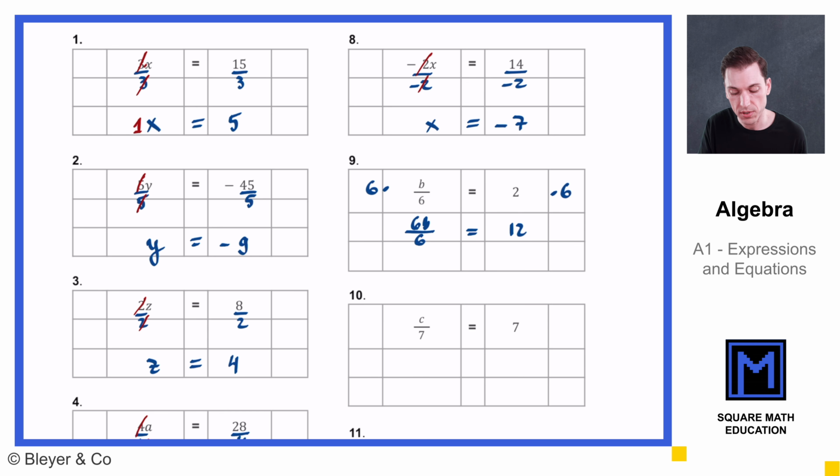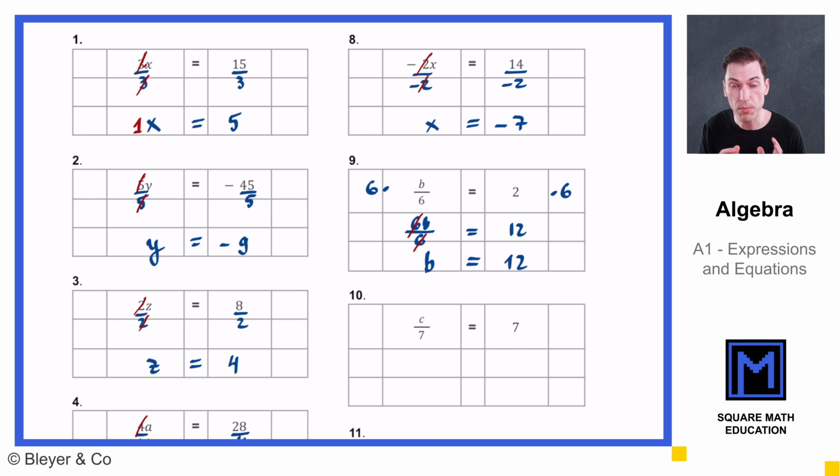But from the previous examples, we already know that 6 divided by 6, they cross out, so it's 1. And we didn't expect less since we're doing the inverse operation, exactly for that, to have only b left in here. So b is 12. That is my answer.